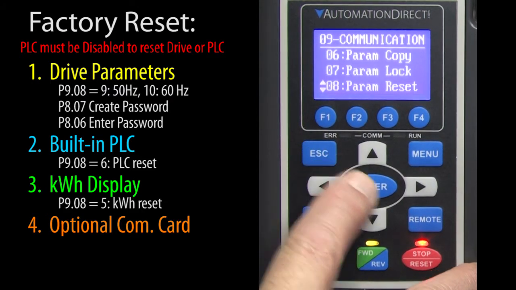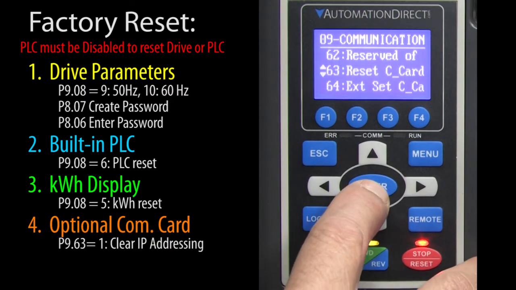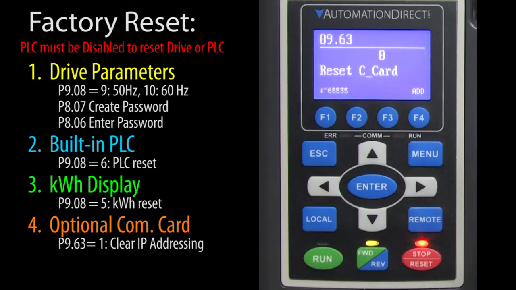To reset the communications cards, go to parameter 963 and enter a 1. This will reset the IP addressing that was copied to the card from the drive's P9 parameters. The drive's P9 parameters will still be in the drive, so you can simply copy them back to the communications card after you reset it using parameter 964 and entering a 2.